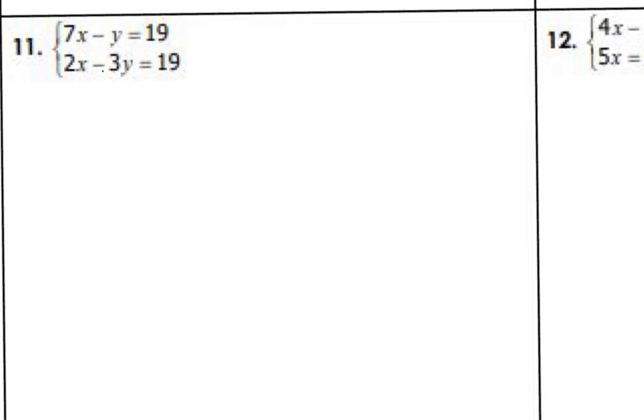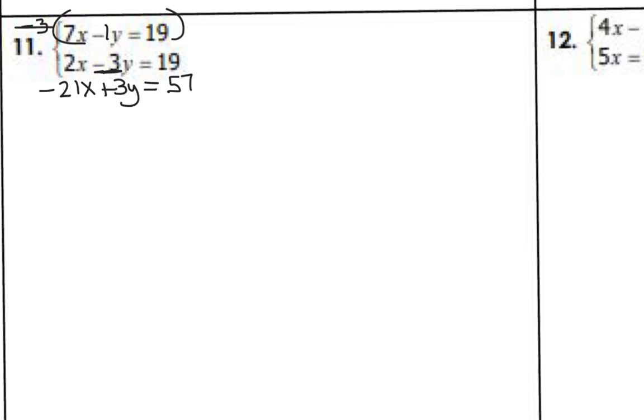Okay. We got a negative 3 here. Let's go for a positive 3 here. So to make that negative 1 a positive 3, we need to multiply by negative 3. So we'll have negative 21x plus 3y equals negative 3 times 19 is what? 57? Okay.